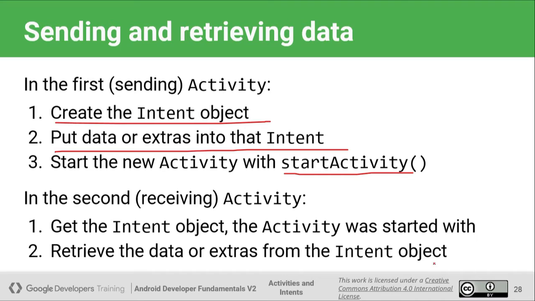So we are passing data with intents, and data is of two types. The first is simple data, and the second one is extras. Simple data has a URL, but the extras have no URL. They are packaged in the form of a bundle.